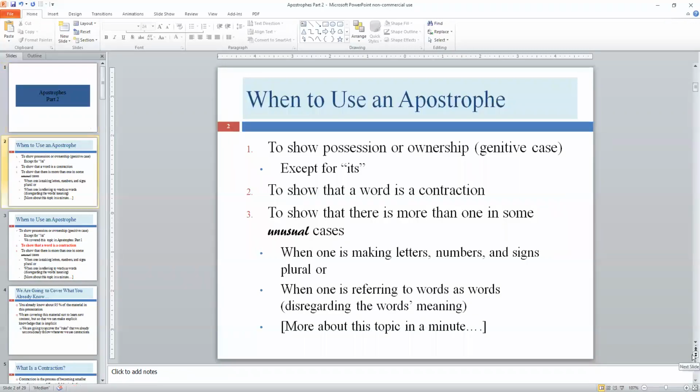Here again is a familiar slide we have seen many times. In our first series of presentations, we talked about how we show the genitive case with an apostrophe. In our last presentation, we talked about the use of the apostrophe when we are making a contraction. And the final one we're going to talk about today is the least important of the three.